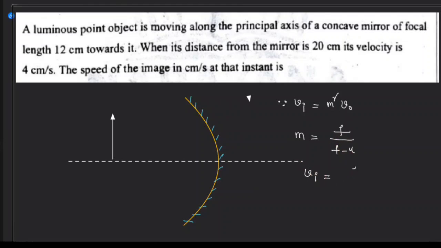Therefore velocity of image is equal to f by f minus u whole square, you have to apply the sign convention, whole square into velocity of object. What is the velocity of object? It is nothing but 4 centimeter per second. So please do this calculation, you will get the answer, right?